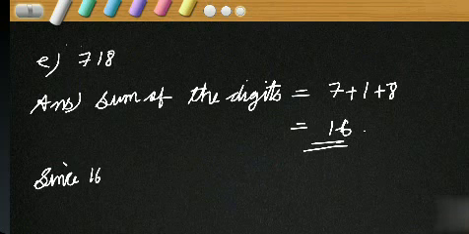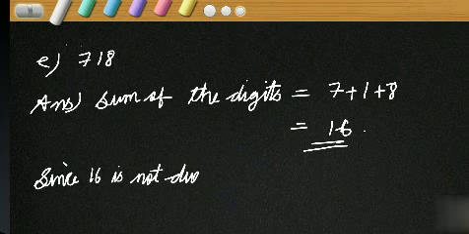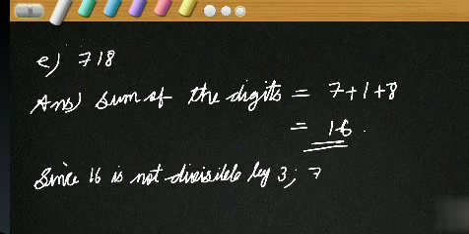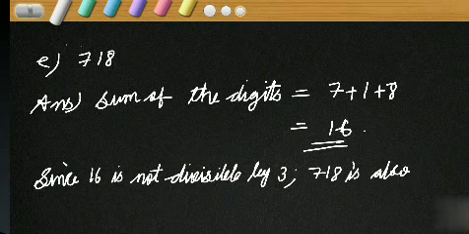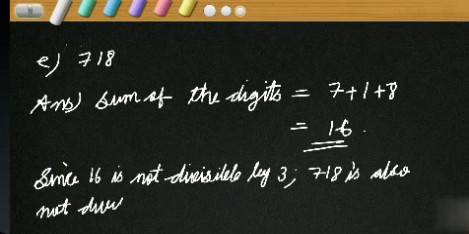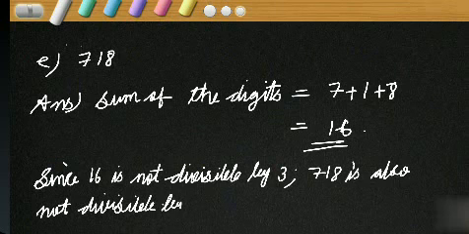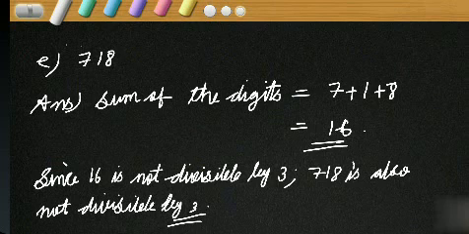So please write down: since 16 is not divisible by 3, 718 is also not divisible by 3. Got it? Okay.